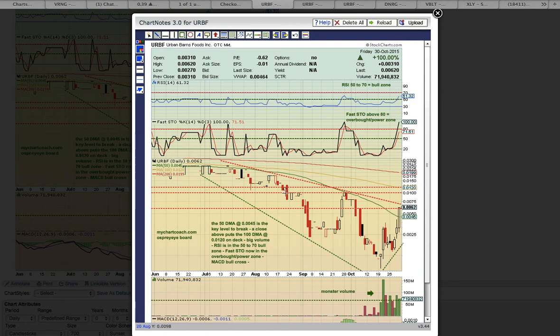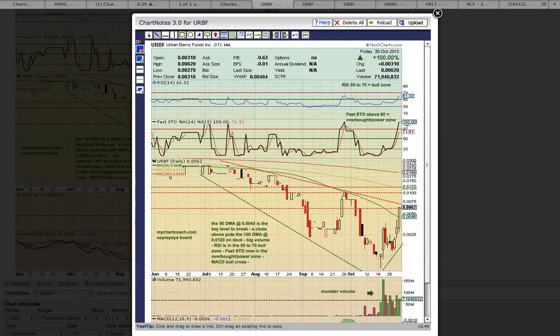The key simple moving average resistance level to break next is this 100-day moving average at 0.0120. This red line right here lines up with it. So a very strong move last week for URBF. If you caught our alerts in the chat, congrats. It really took off and closed strong at end of day.